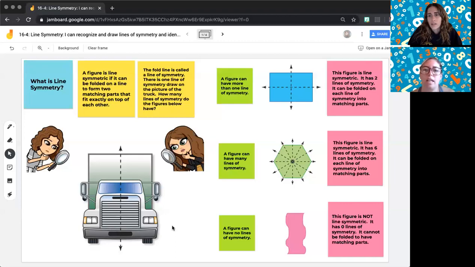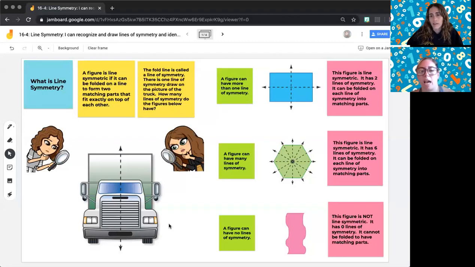This figure is line symmetric. It has 6 lines of symmetry. It can be folded on each line of symmetry into matching parts. So every time we fold on those 6 lines, we would have matching parts. There's another type of figure that could have no lines of symmetry.